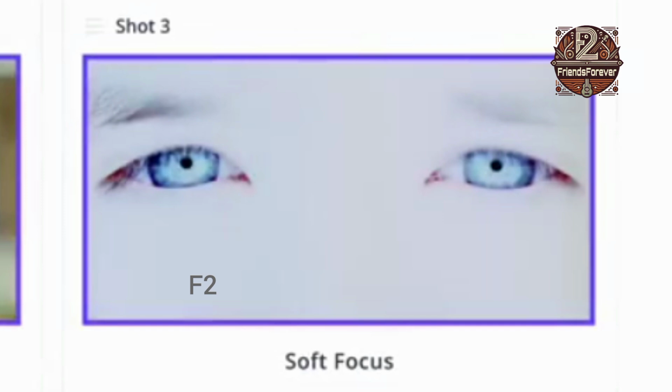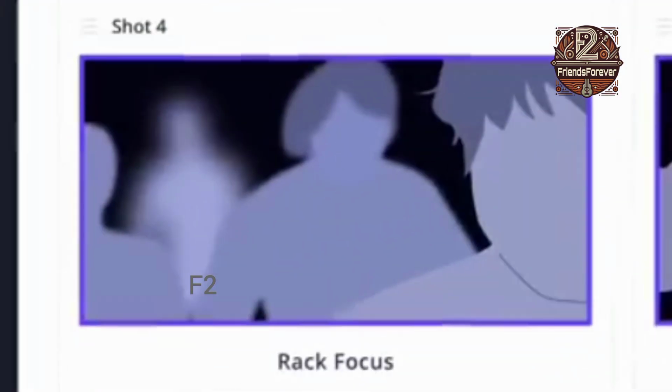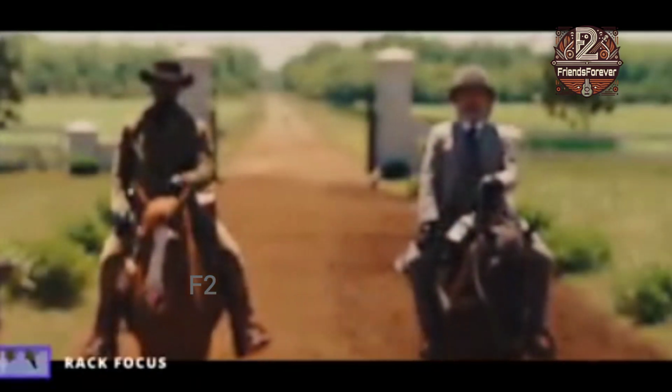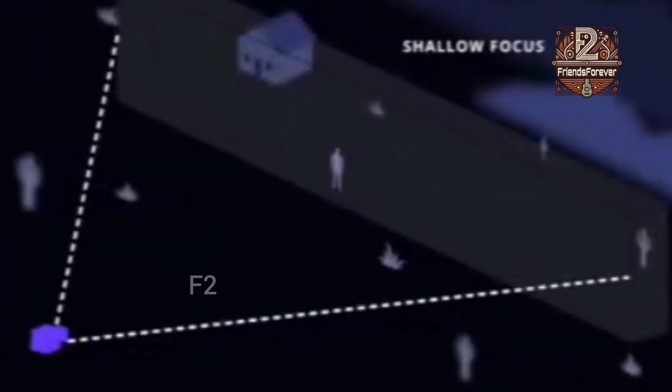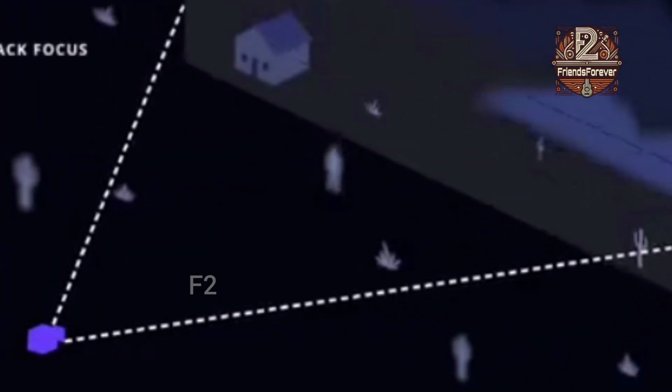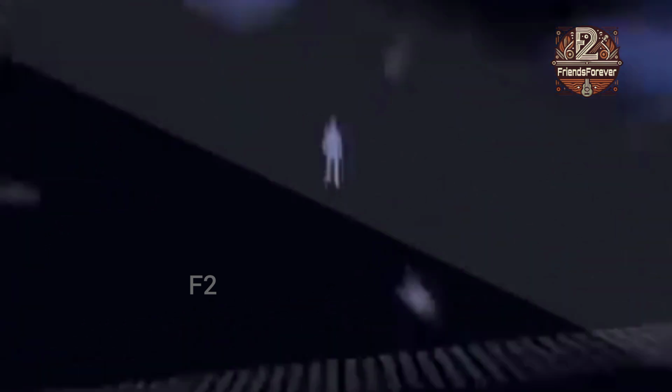Moving on, a technique that changes its focus within the shot. The rack focus. Unlike the previous types of focus, rack focus is not an adjective, it's a verb. Racking focus is the art of transitioning a shallow depth of field between different points of focus within a shot.